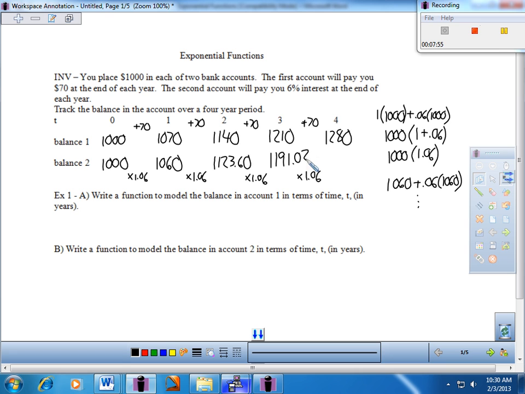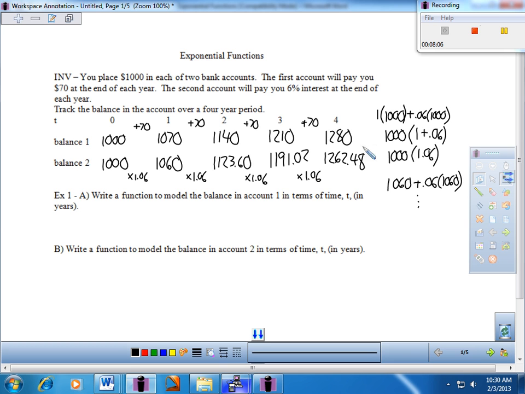1191.02. Notice the interest is changing. The interest is getting higher and higher. And in this, by the fourth year, what's that? 1262.48. Could I keep going? Yeah, I think we've run our course though. So it's time to put this together.